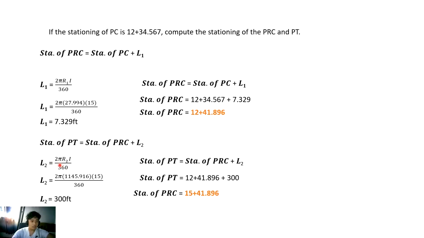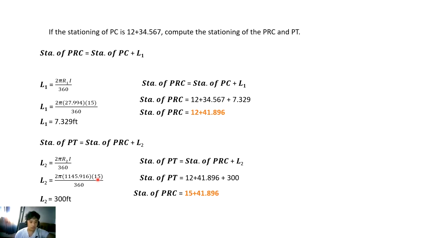So, para mahanap yung L2, 2 pi R2 I over 360. So, 2 pi times R, which is 1,145.916, times I, which is 15 degree, all over 360. So, makukuha natin yung L2 as 300 feet.